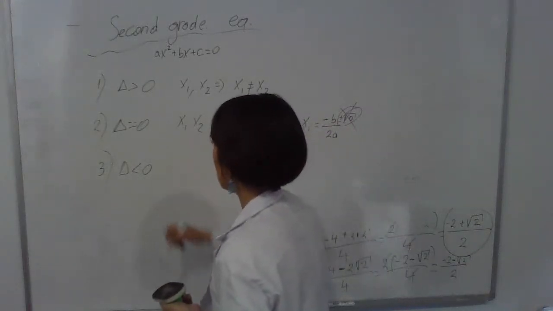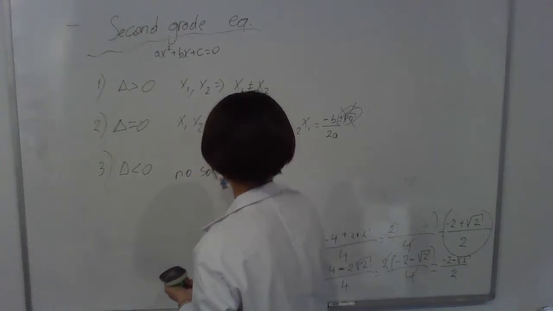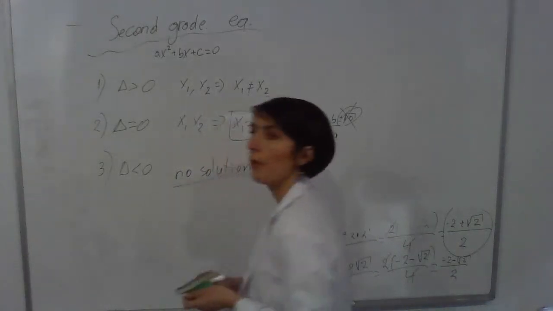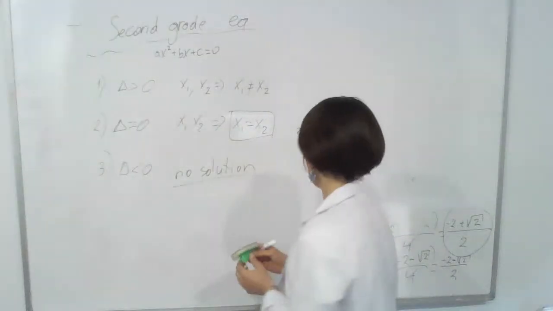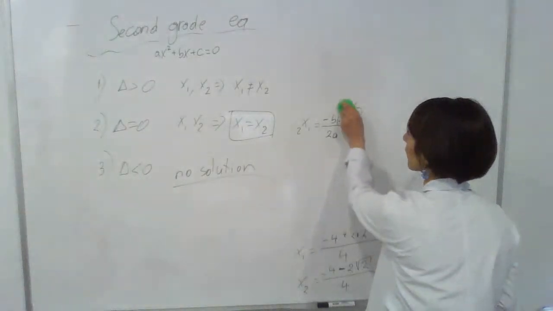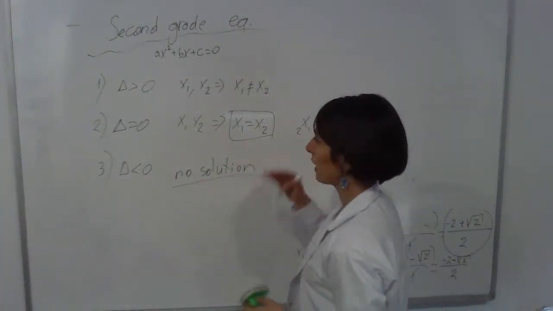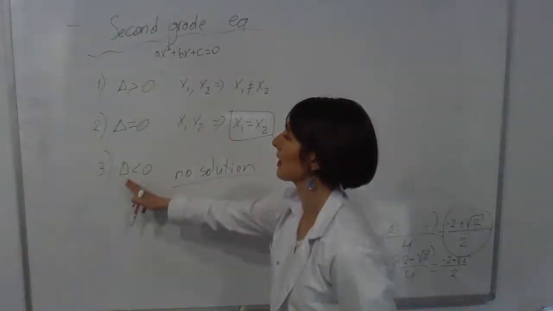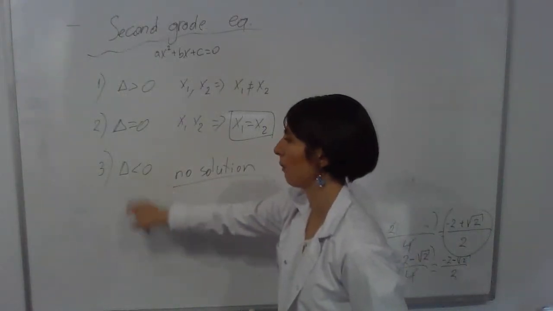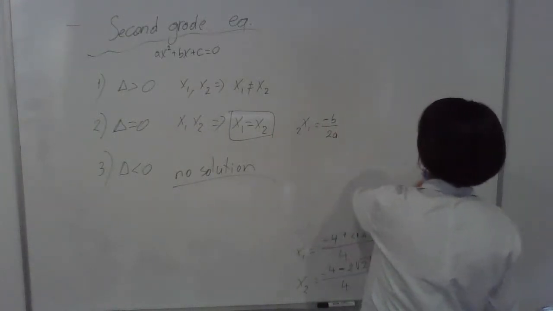And the third case of delta is when delta is a negative number. In this case, I can say that there's no solution, because x's do not belong to the R set. Okay? I hope that you can manage to work with this. If you want, I can write an exercise about the negative delta, so you will not get confused.